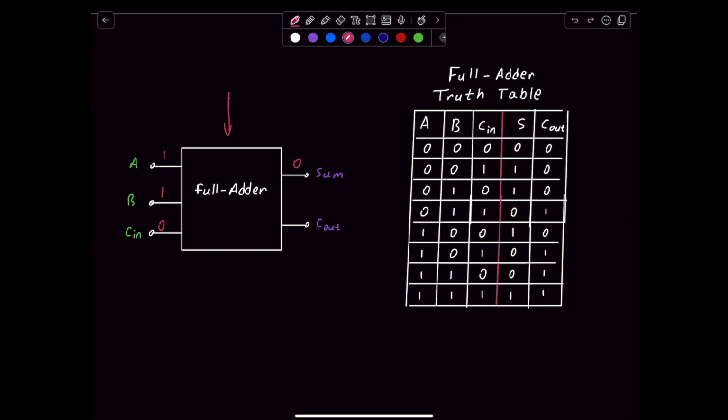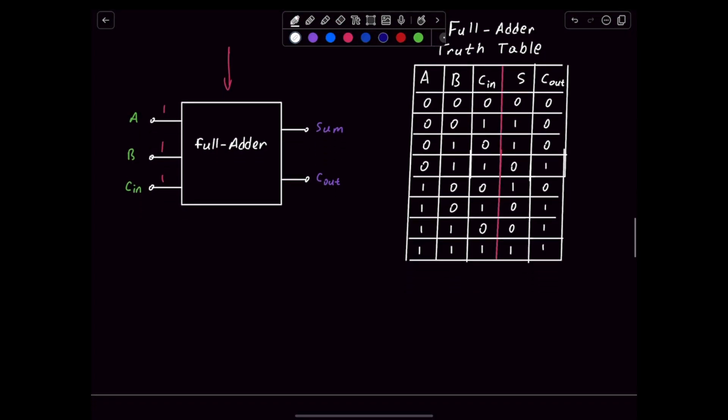Now, what would happen if we actually did have a carry in? So we're adding 3 different bits. Now, that is very interesting, right? Let's try to do that down here. 1 plus 1 plus 1. Now, we know this is the sum and this is the carry out, right? So what would happen really?